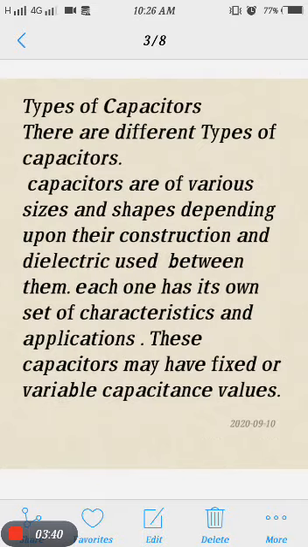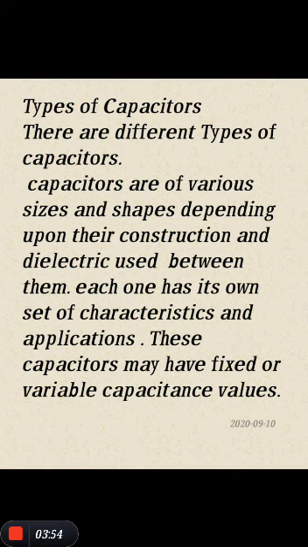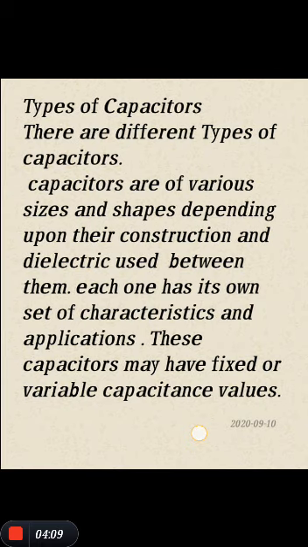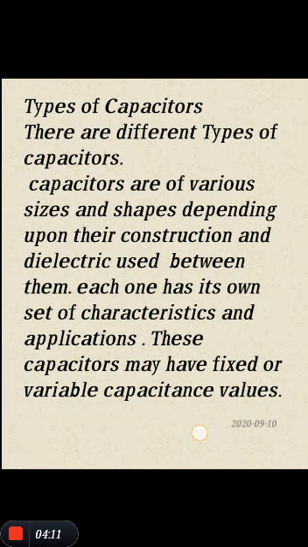Now the types of capacitors. There are different types of capacitors. Capacitors are of various sizes and shapes depending upon their construction and the dielectric or medium used between the plates. Each one has its own set of characteristics and applications. These capacitors may have fixed or variable capacitance values depending upon the demand of the situation.